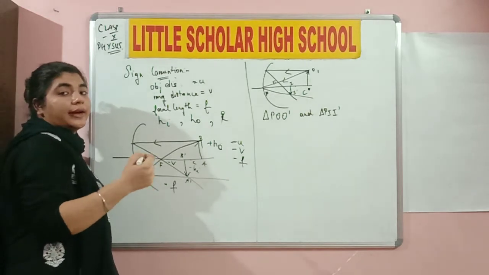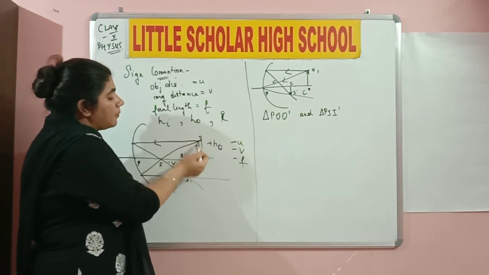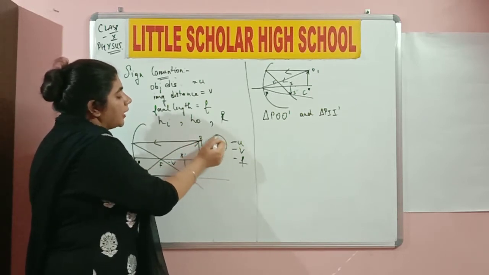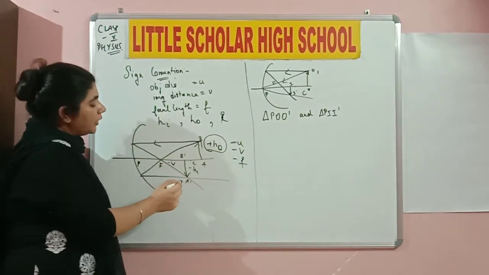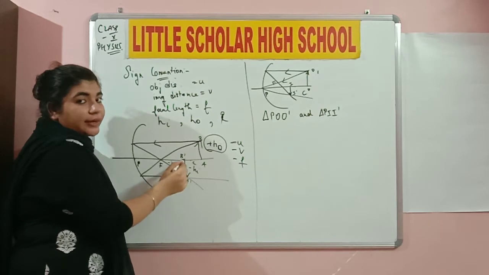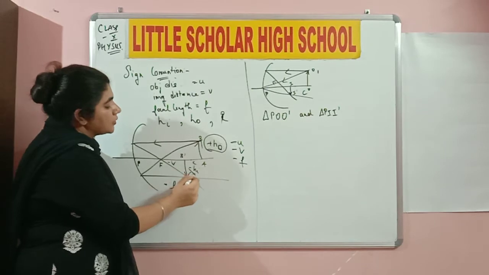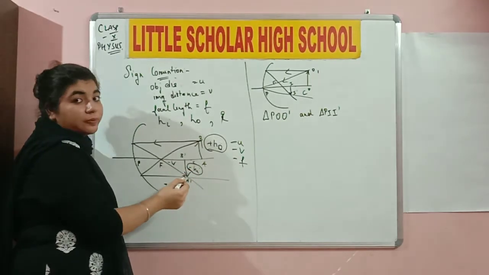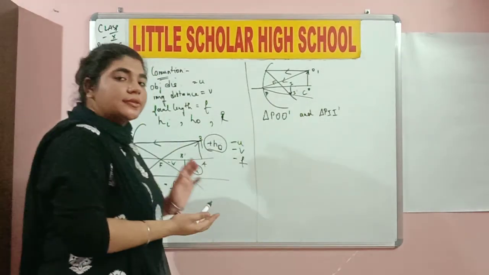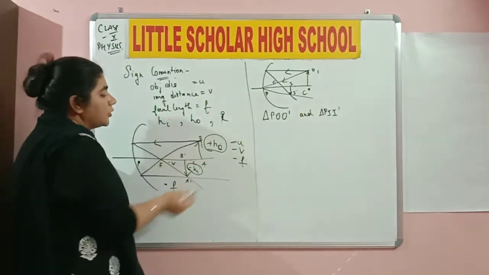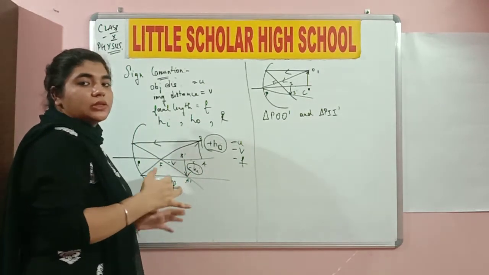Now let's consider the height of the image and the height of the object. Height of the object is positive because it is upright and above the principal axis. So it has a sign plus and I write it as plus h naught or ho. Next, what about the image? Height of the image? It is negative because it is inverted and it is below the principal axis. Anything below the principal axis will be given the sign negative. This is what is called sign convention. Definitely the signs are going to reverse when you consider the convex mirror. This is a concave mirror, right? All the signs are going to reverse when you consider the convex mirror.